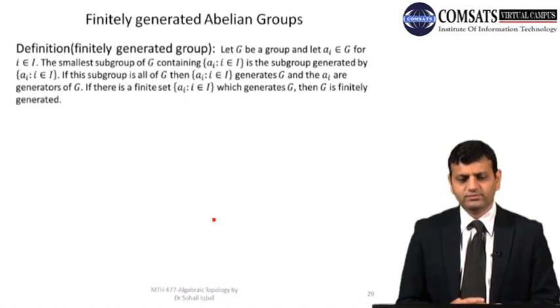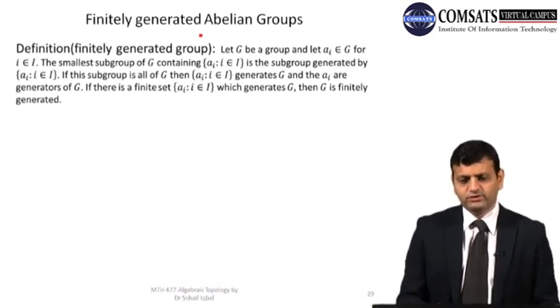Finitely generated abelian groups. Let G be a group and ai belong to G. The smallest subgroup of G containing these ai is the subgroup generated by these ai. If this subgroup is all of G, then the ai generate G and the ai are the generators of G. If there is a finite set ai which generates G, then G is finitely generated. Before going to finitely generated abelian groups, we first discuss what a finitely generated group is.